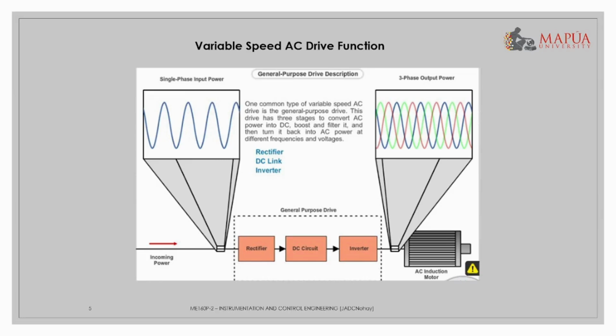General purpose drive. One common type of variable speed AC drive is a general purpose drive. This drive has three stages to convert AC power into DC power, filter it, and then turn it back into AC power at a different frequency and voltage.